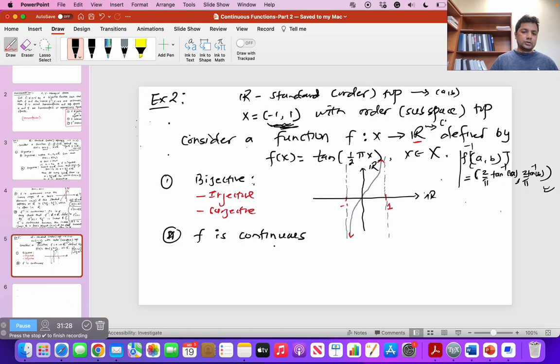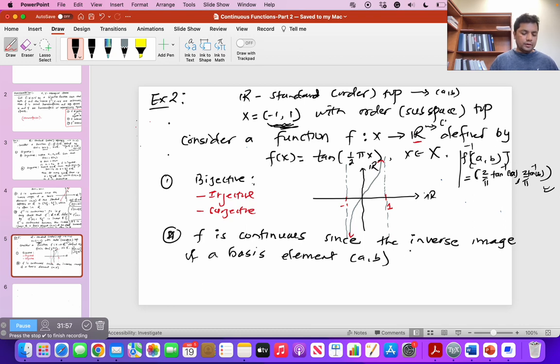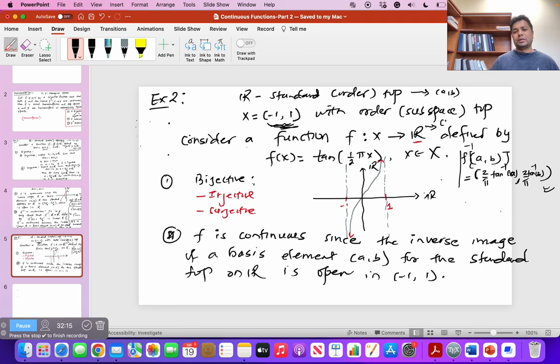So our function f is continuous. Let me write down what I just described here. f is continuous since the inverse image of a basis element (a, b) for the standard topology on R is open in negative 1 to 1, so the given function is continuous.